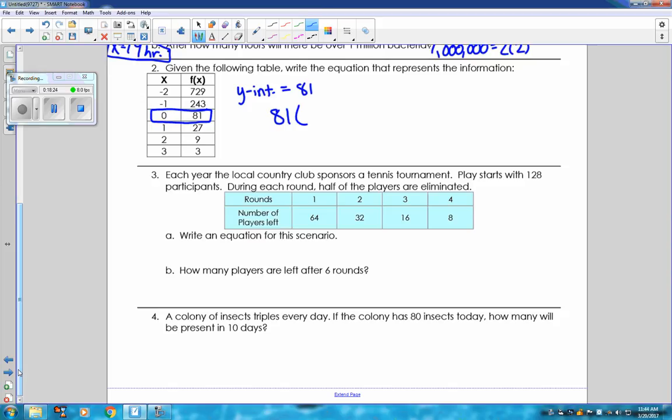Now, how do I find b? Please get up and put that in the trash. Thank you. Let's put another 81 in front. How do I find b?